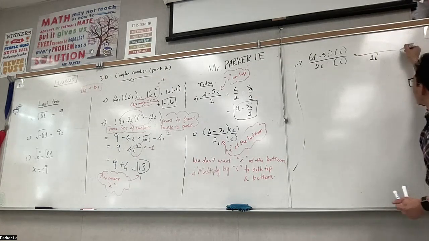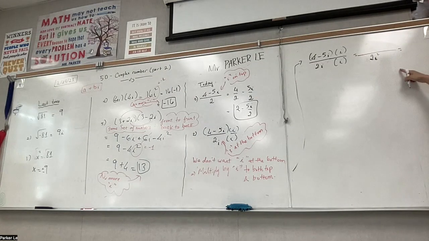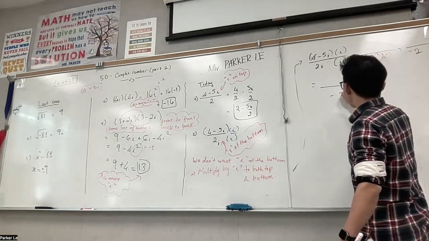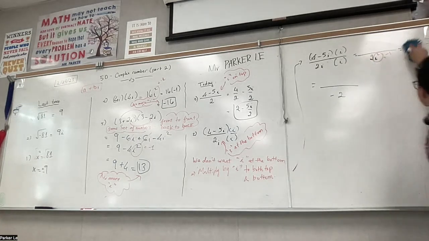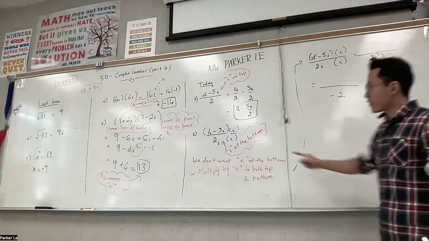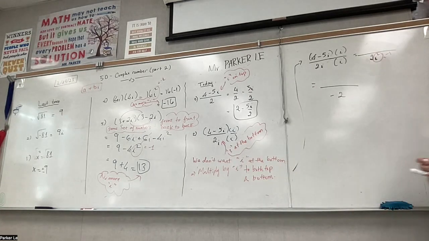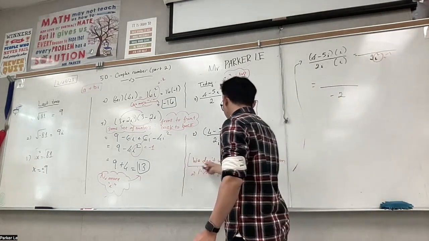Okay. Let's take care of the bottom first. What is 2i squared? Yeah, i squared is -1. So what is 2i squared? -2. Do you see that? No more i in the bottom. That's what we want. So that's the strategy for when something like this happens, because we don't want the i at the bottom. Remember that.